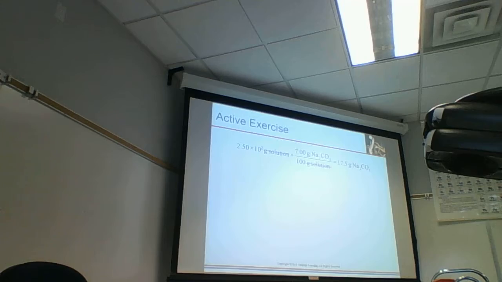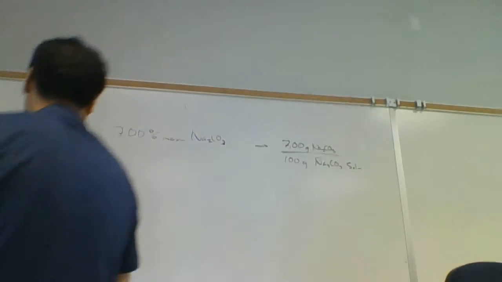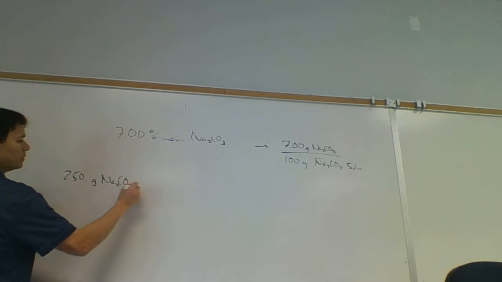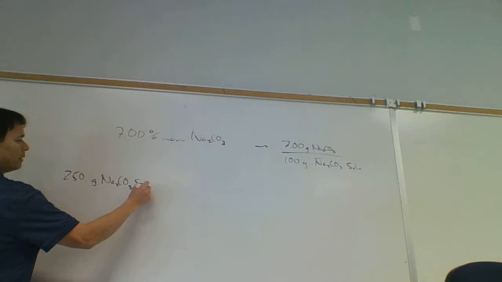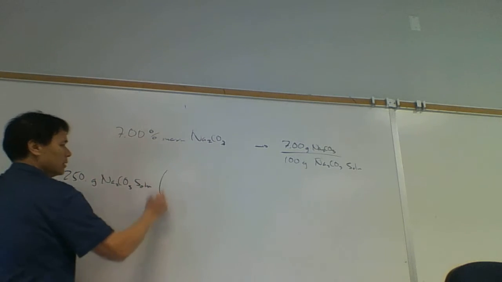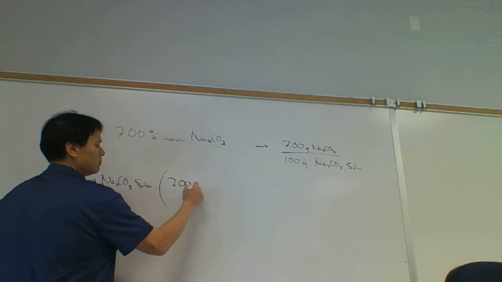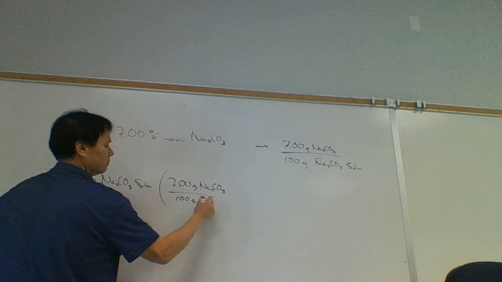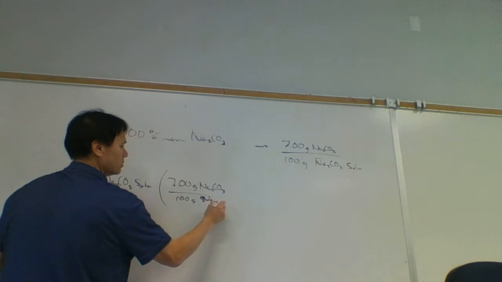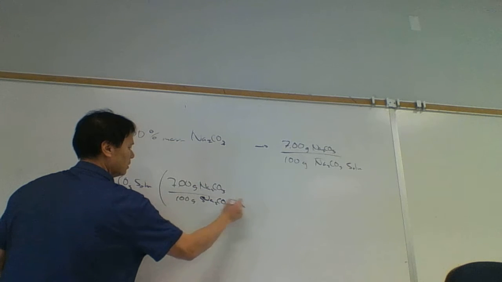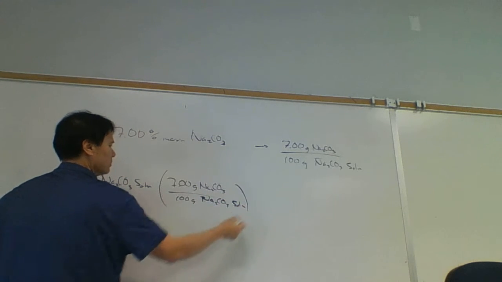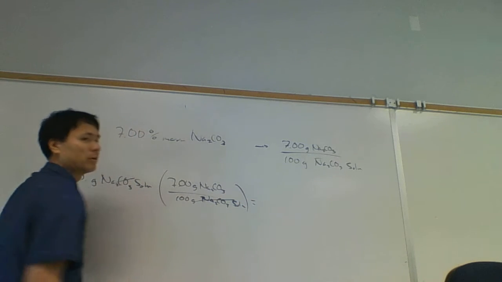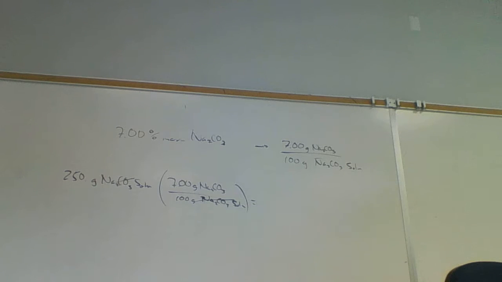By dimensional analysis, we just use our given. Our given is 250 grams of sodium carbonate solution, which is a mixture. And we want to figure out how many grams of pure sodium carbonate there are. And so we know the ratio: 7.00 grams of pure sodium carbonate for every 100 grams of the solution. They called it solution; I'm going to call it sodium carbonate solution, just to emphasize the difference here. And so the grams of sodium carbonate solution cancel, and that gives us grams of pure sodium carbonate, which comes out to 17.5 grams of pure sodium carbonate.